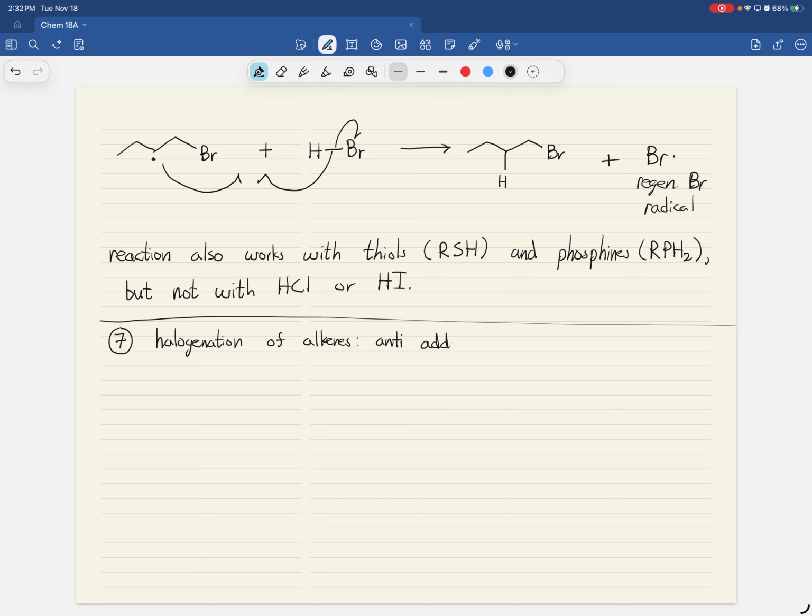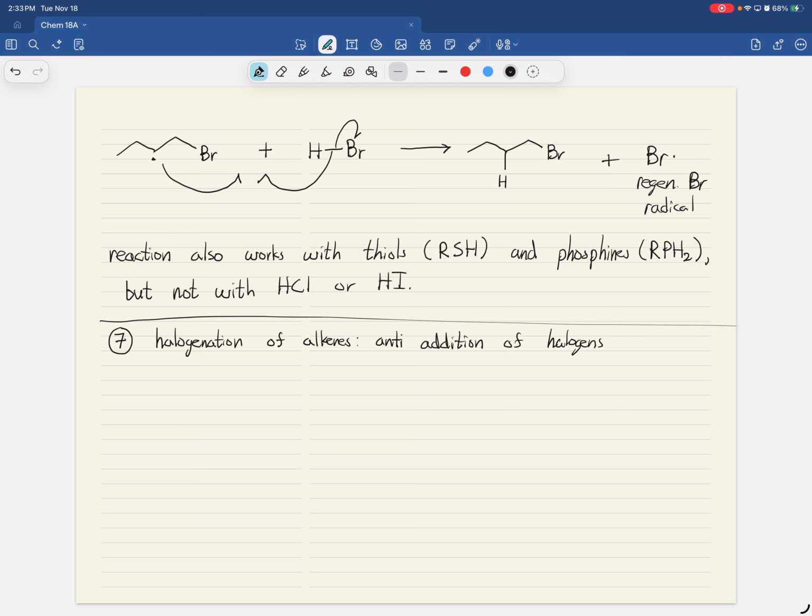Anti-addition of halogens. So the thing about the radical one, we have a radical intermediate, and it's a planar alkene. So you get a mixture of stereochemistry if there is a stereoisomer. So not very stereospecific, but that's to be expected with radicals. They're not very stereospecific to begin with.